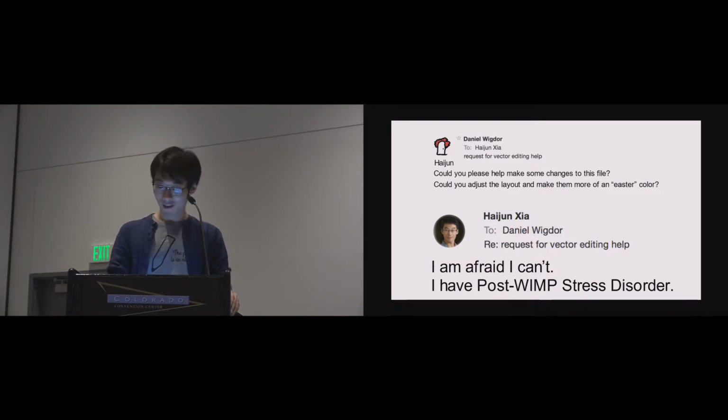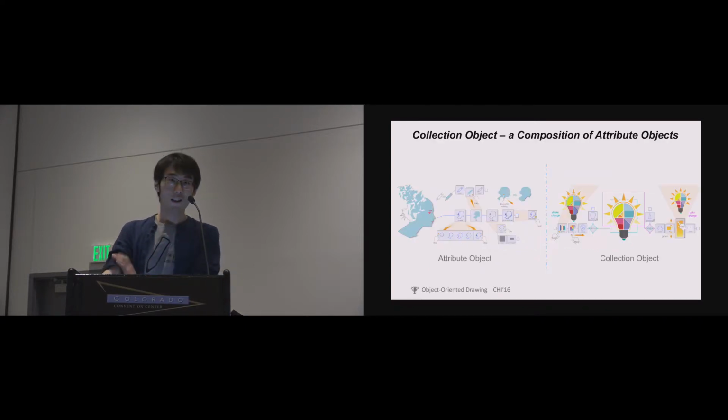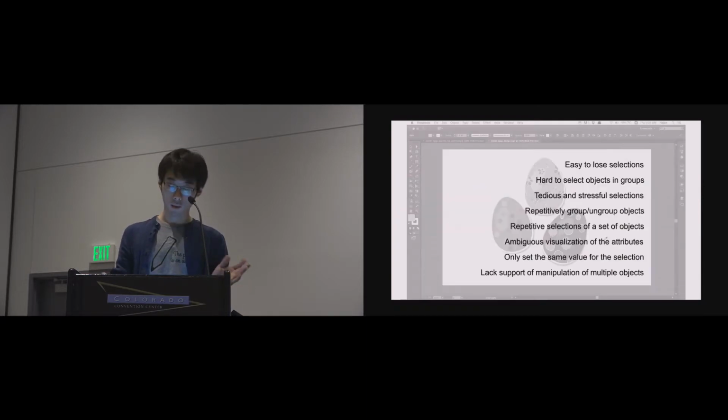We need a solution, and that is collection object. So collection object is our follow-up work on the object-oriented drawing we published last year. And the key idea of OOD is that attributes are no longer numbers, but this object, this card that you can manipulate in a rich way. Collection object, on the other hand, is this higher-level assembly of the attribute objects designed to address the many problems of interacting with multiple objects.